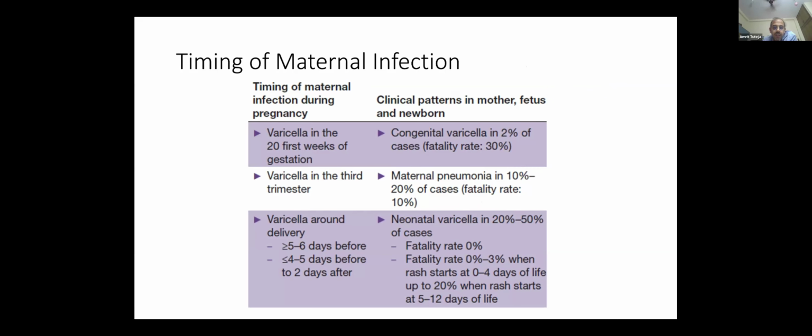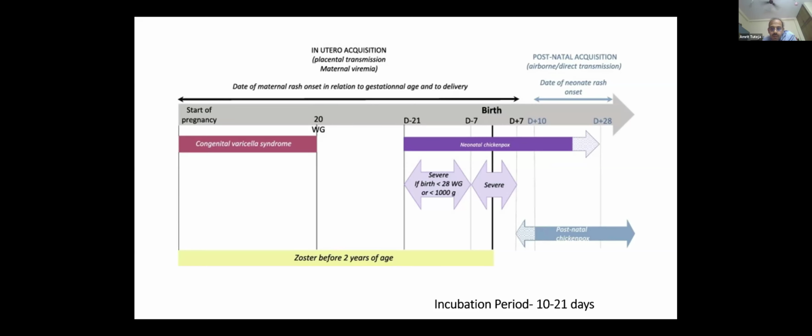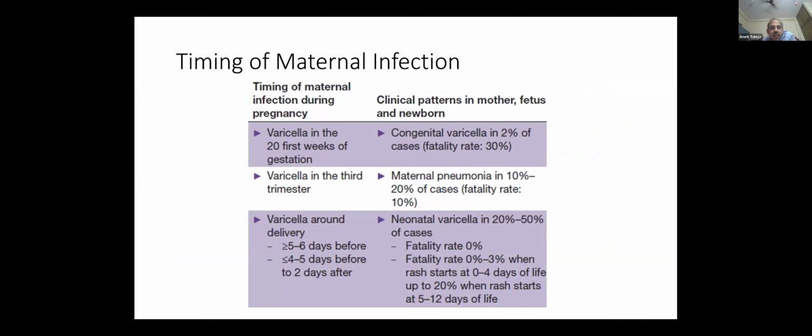The incubation period of varicella is 10 to 21 days. So even after birth, up to 21 days it could still be perinatal infection from the mother. But after 21 days, if symptoms develop, it is mostly neonatal. So we can see in this table, the first 20 weeks is congenital varicella. The percentage transmission is 2% only, but the fatality rate is 30%. And in the third trimester, there is a 10 to 20% chance of transmission, but the fatality rate is less.